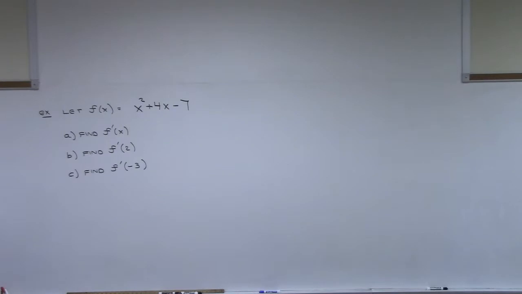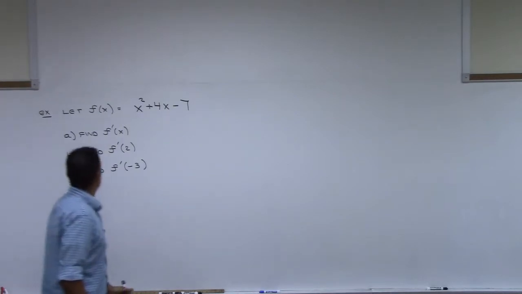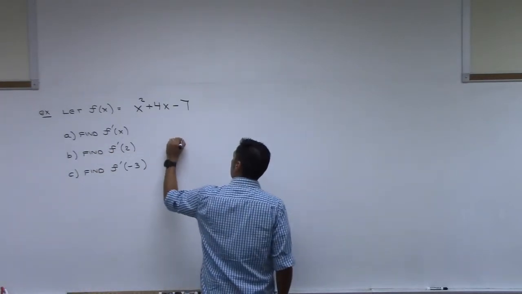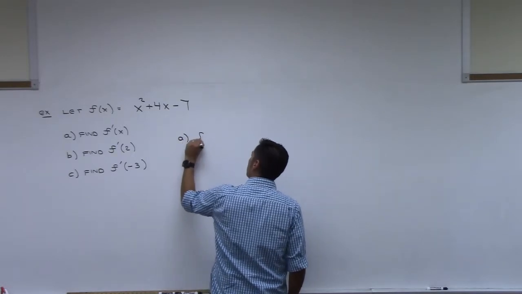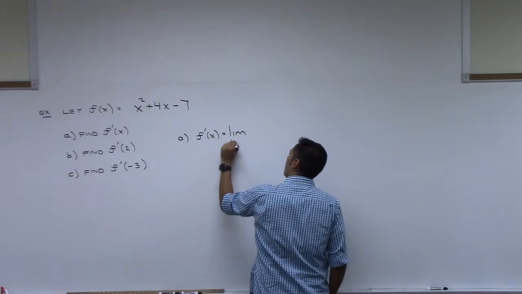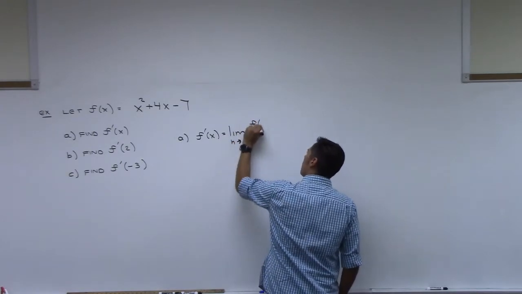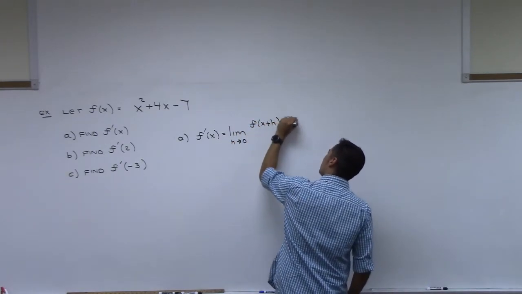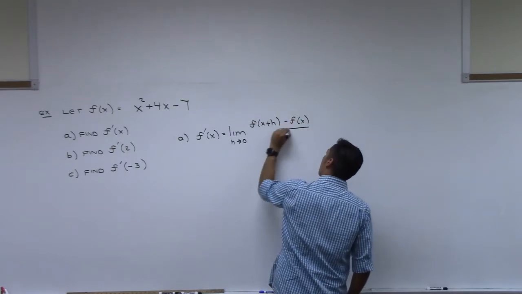All right, so new function, but part A is still the same setup. We're still going to do f prime of x equals the limit as h goes to 0 of f of x plus h minus f of x all over h.